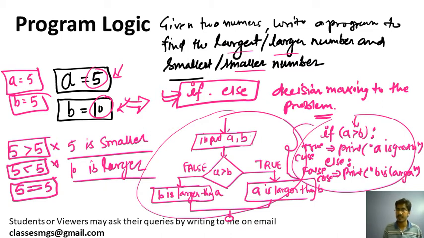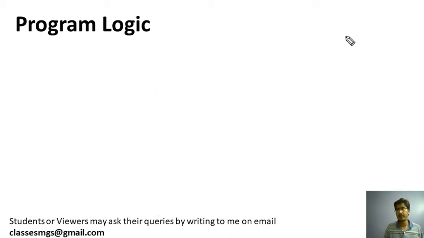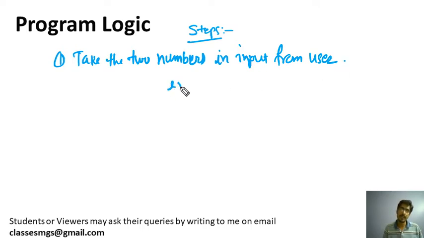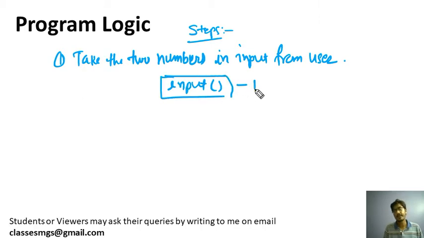Okay, so let me clear this. Now we will see the steps to solve the problem. Step one: first, take two numbers as input from the user. You should know how to take the input. Using the input method you can take the input. To take input, you should remember this because it is used many times.